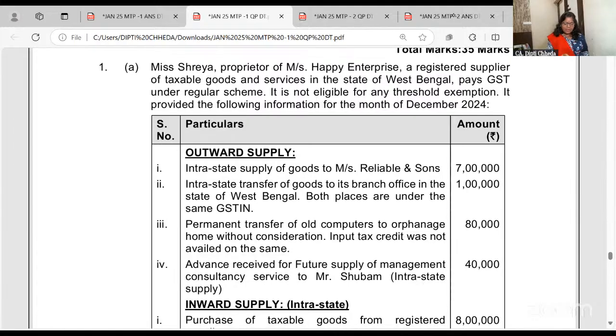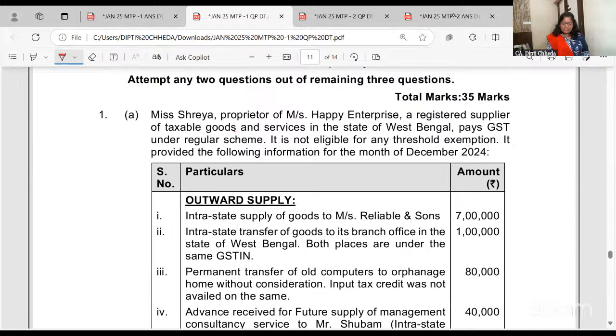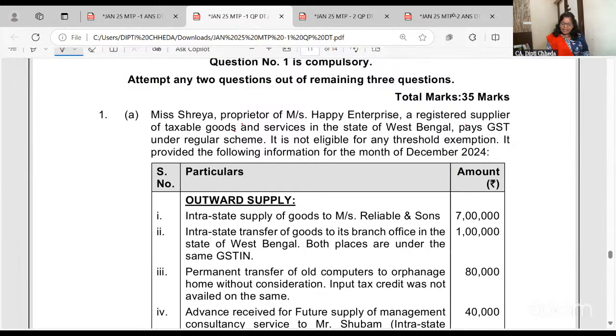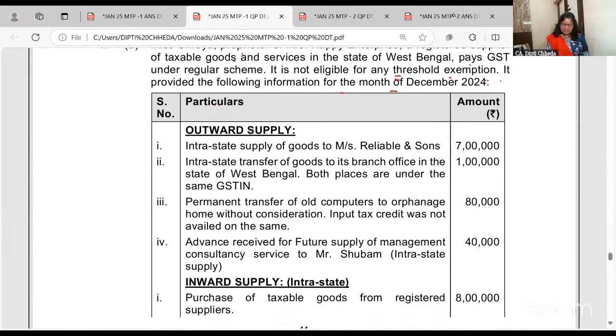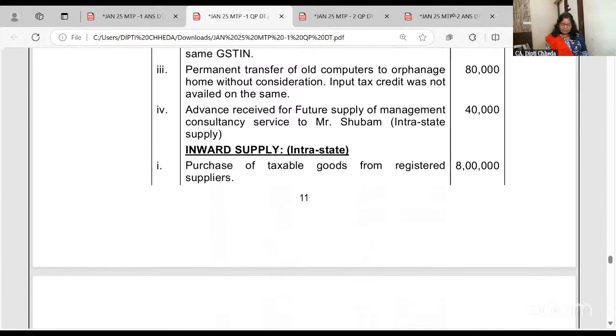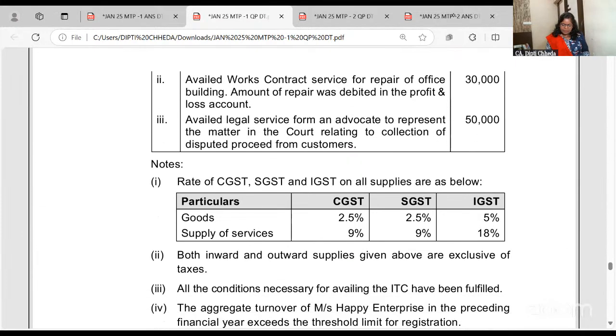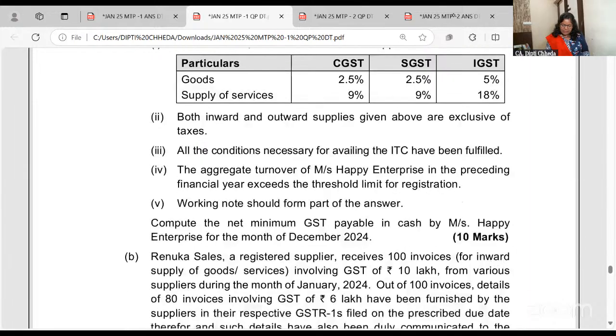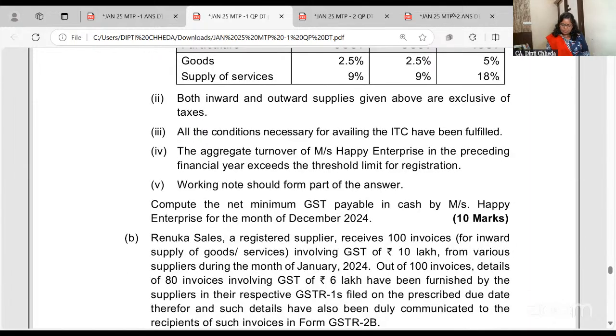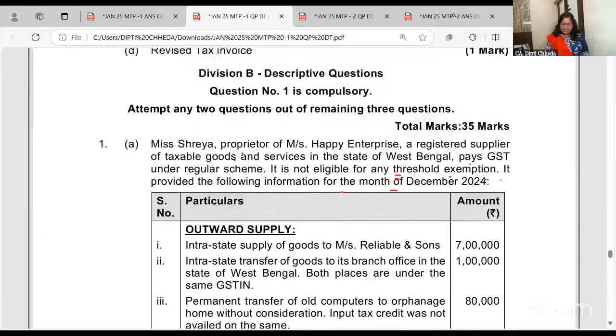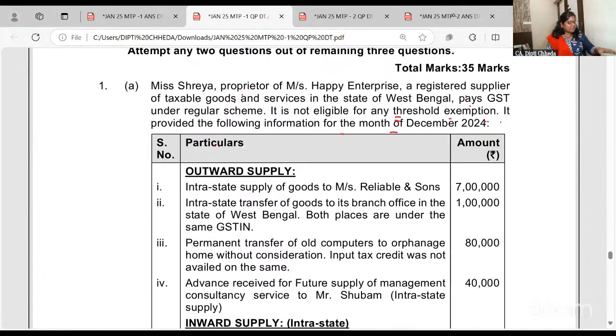Descriptive part I am doing. This is a very nice question. MTP1 GST. Shreya, a registered supplier, is not eligible for the threshold limit. It provides the following information for December. Inward supply is also given. Rate of GST, both inward and outward. Happy enterprise and okay, कुछ adjustment नहीं है. कभी कभी they give, ना, this much was not received and this much was received and all. So let us take up.